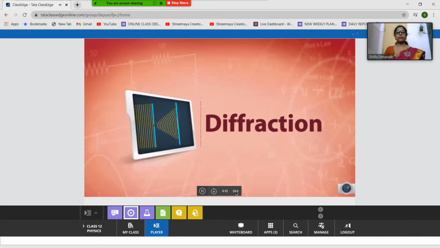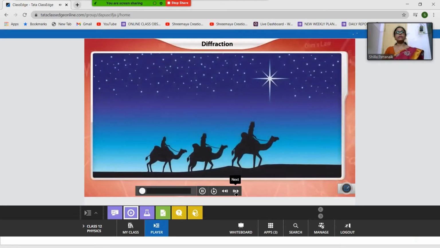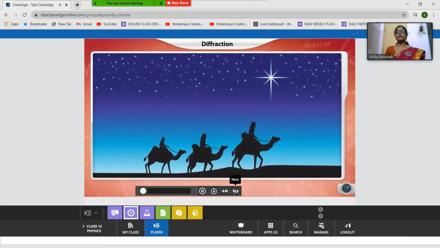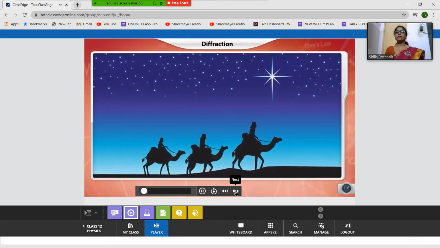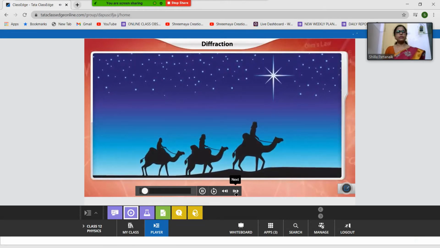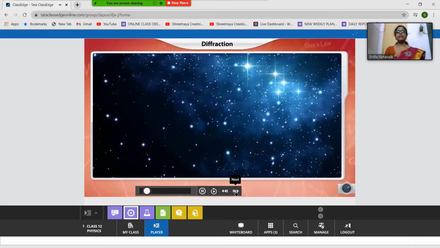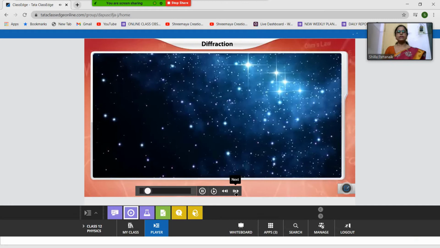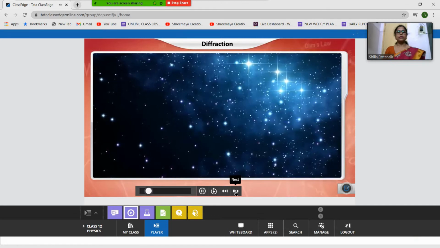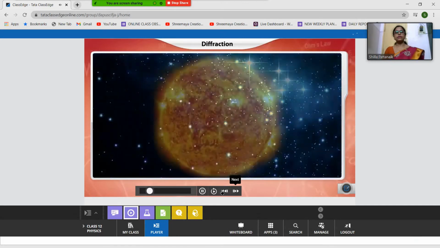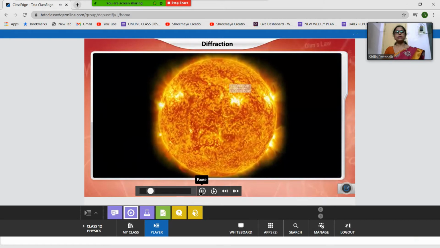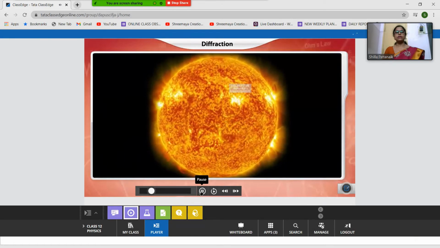Diffraction. The shape of a star has always been drawn with 4 or 5 spikes since ancient times. The images of stars seen through some of the telescopes consist of these spikes. Did you know that stars really do not have any spikes?